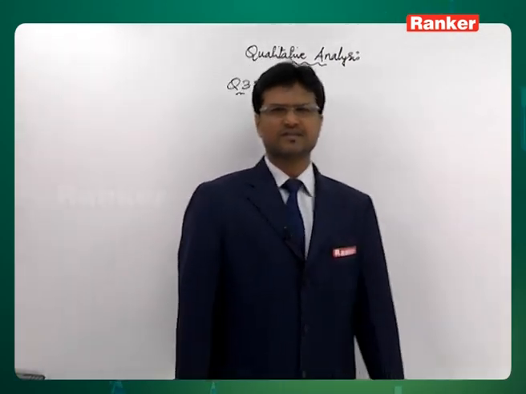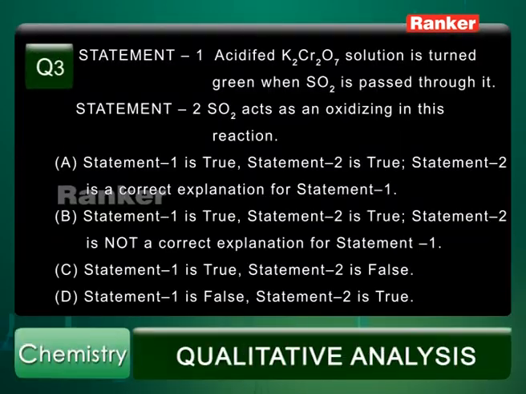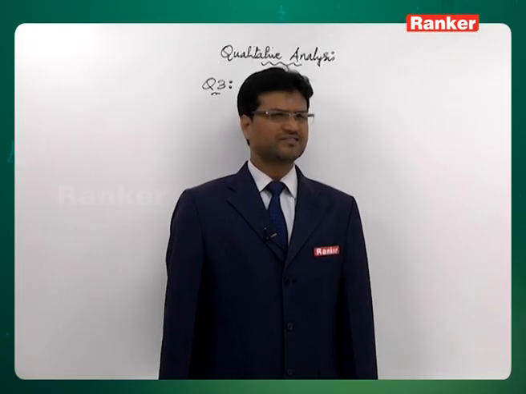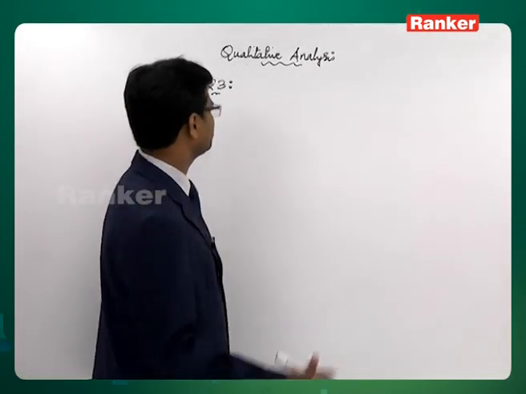Question number 3. Acidified dichromate solution is turned green when SO2 is passed through it. SO2 acts as an oxidizing agent in this reaction. This is an incorrect statement. SO2 actually acts as reducing agent. Let us look at the equation.